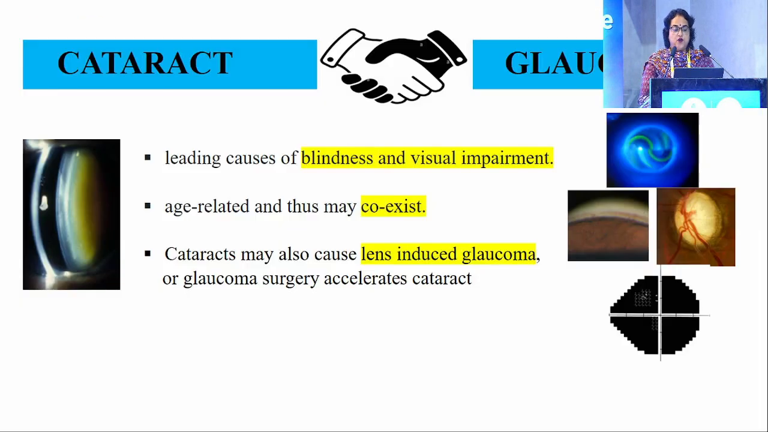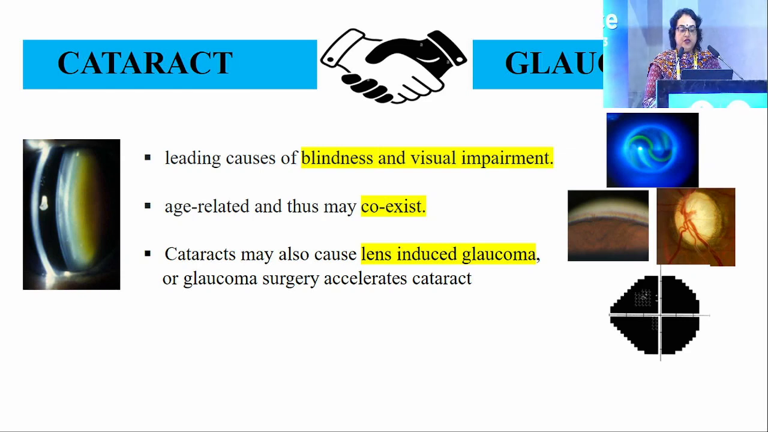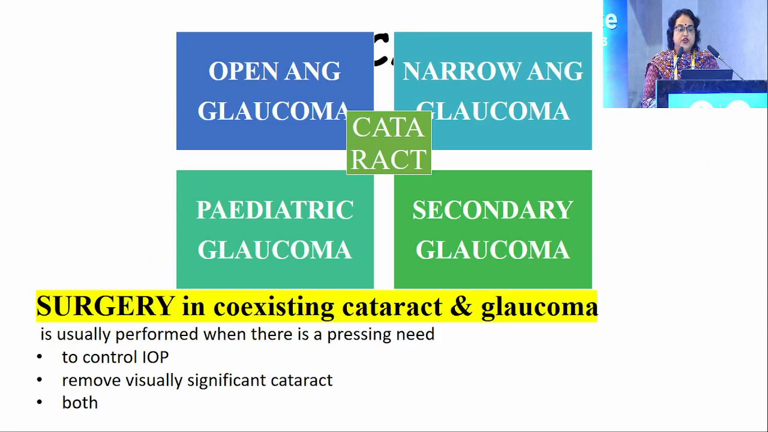So cataract and glaucoma go hand in hand, because both are leading causes of blindness and visual impairment. Being age-related, they frequently coexist, and the presence of one impairs the other because of lens-induced glaucoma or glaucoma surgery accelerating cataract. So in a situation when there is any type of glaucoma, open or narrow angle, pediatric or secondary, with some amount of cataract, the decision to switch from medical to surgical treatment depends on the coexistence of cataract and glaucoma, when there is a pressing need to either control IOP or remove the visually significant cataract, or both.